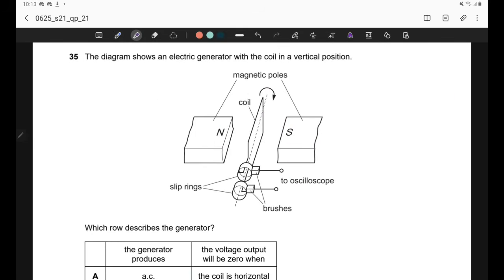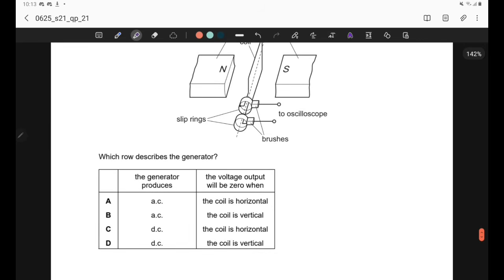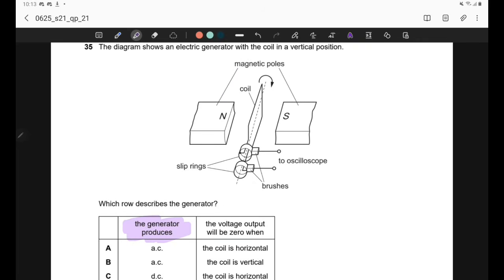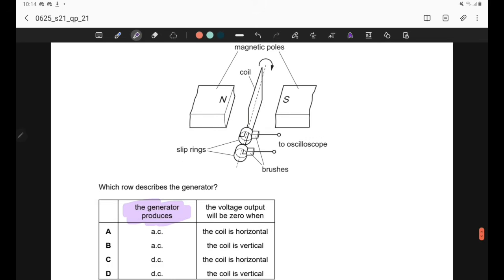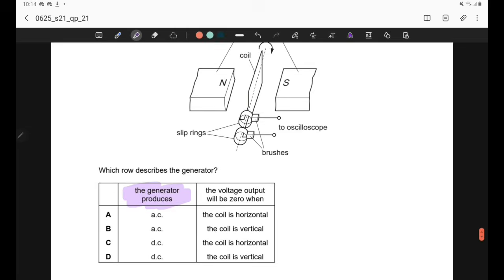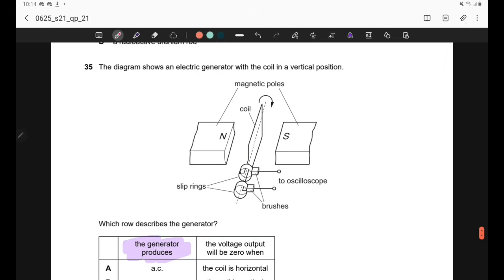Question 35. The diagram shows an electric generator with the coil in a vertical position. Which row describes the generator? The first column says whether the generator produces AC or DC current. As we know, the generator will only produce AC currents, as its direction keeps changing, or the EMF in every half cycle keeps changing. It will produce a current which will be AC. Therefore option C and option D are wrong. They say it produces DC current. That is not possible with a generator.